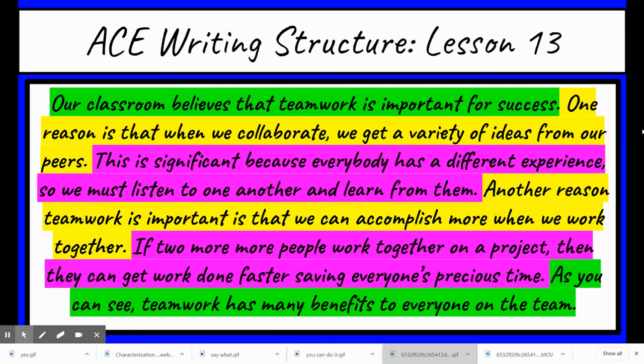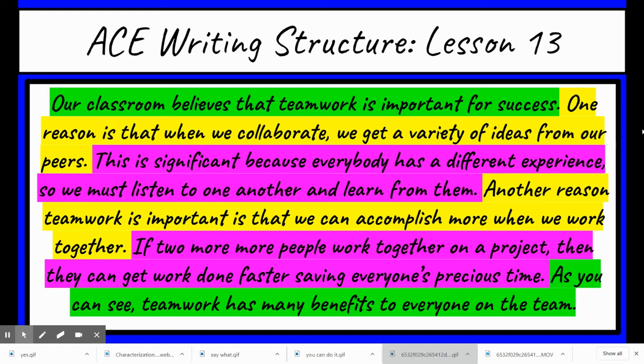I have my claim where I use the flip it strategy to answer the question that was posed to me. And then in my concluding sentence, my CS, I use the sentence starter as you can see. I got that sentence starter from the matrix, or the table, that I showed you previously. And then I reiterate what my claim is. Teamwork has many benefits to everyone on the team. Instead of using success, I've decided to use the word benefits. This is important.